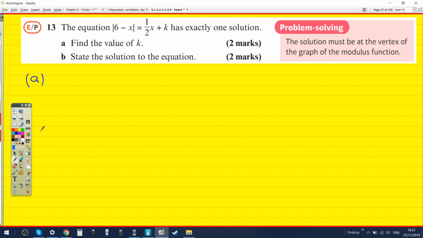I'm not quite sure. When will you get just one solution? So if you had 6 minus x modulus of that is equal to something, what would that something have to be for you to get exactly one solution? Or one repeated solution? I would just have to go to 1x, wouldn't it? So that would give you two solutions, either plus x or minus x.